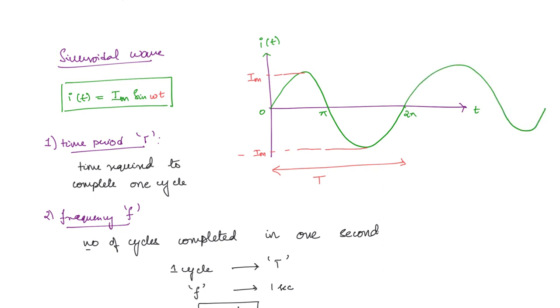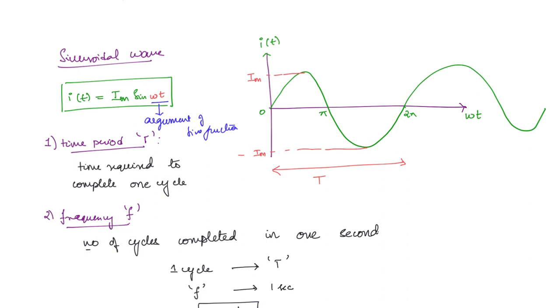So what will be the value here? Once again, when it reaches 0, it is going to be 3 pi, and after that, 4 pi and so on. Now, since we are taking omega t as the argument of the sine function, on this axis also we will take omega t instead of simply t. So here we have omega t.